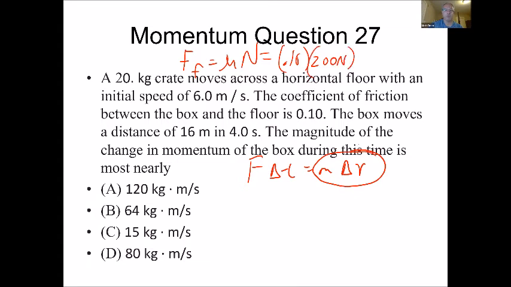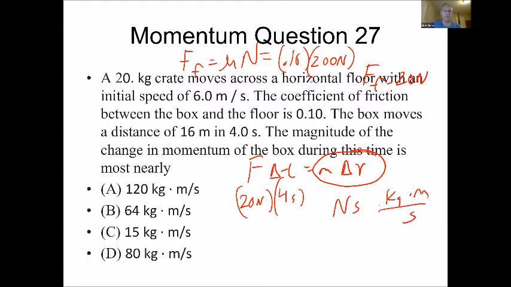That's our normal force. So we multiply that out, we get a frictional force of 20 newtons. So we have 20 newtons, and that 20 newtons acts over 4 seconds. So we end up with an impulse of 80 newton seconds, which is also our change in momentum. And remember that a newton times a second is the same thing as a kilogram meter per second. Those 2 units are the same. So it looks like answer D is our best answer on question number 27.